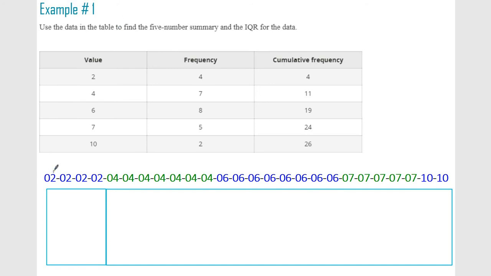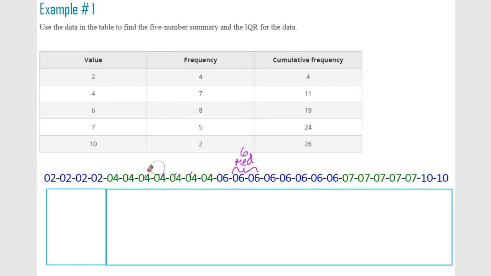Okay, so we just split it in half. 1, 2, 3, 4, 5, 6, 7, 8, 9, 10. We need some more. 1, 2, 1, 2. All right, so we've got two values for the median. So we split it in half, find the middle, and it's still 6. Okay? So now we can find the other ones.